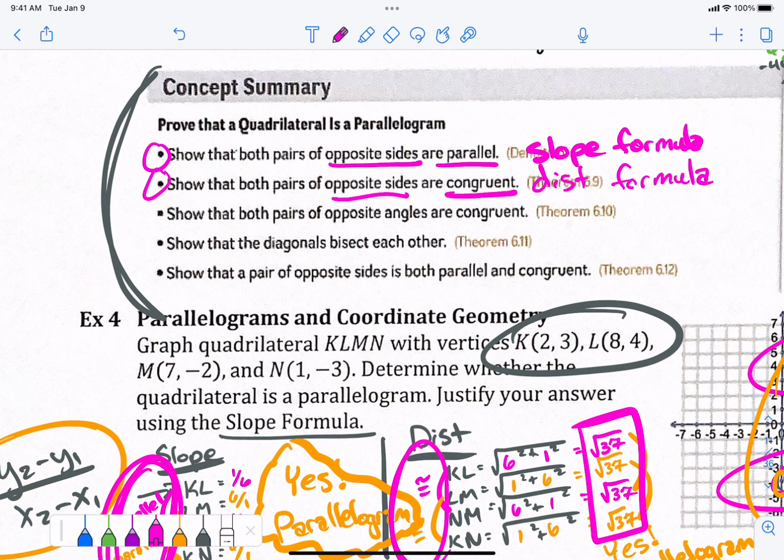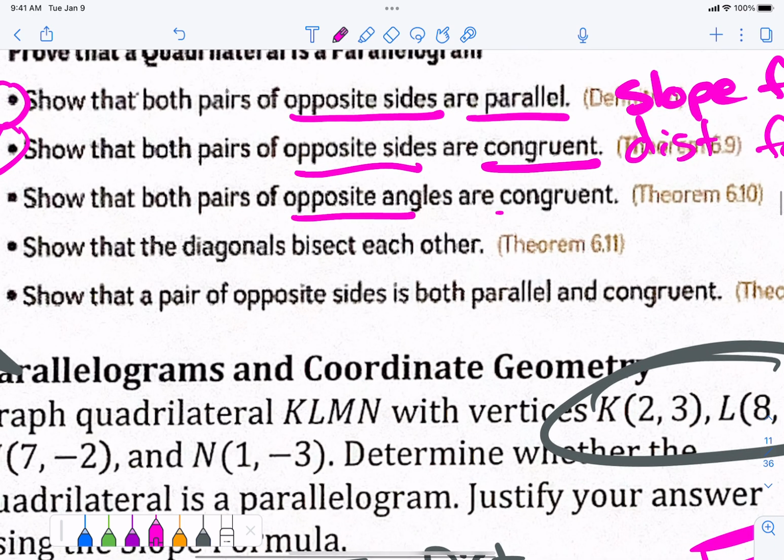Now show that both pairs of opposite angles are congruent. This one's a little bit harder, like we don't have a way of figuring out the measurement of the angles, so we're not going to do that one. But if I could do the angles, I could see that those are congruent.